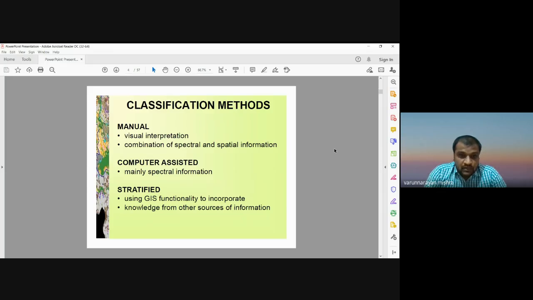information. Computer assisted or computer based classification method is mainly, or you can say totally, dependent on the spectral response pattern of different land surface features in different spectral bands or different wavelength intervals. Then a stratified classification method uses GIS functions to incorporate knowledge from other sources of information. So there are three major methods of classification, or three different ways to classify our satellite images: manual, computer based, and stratified.